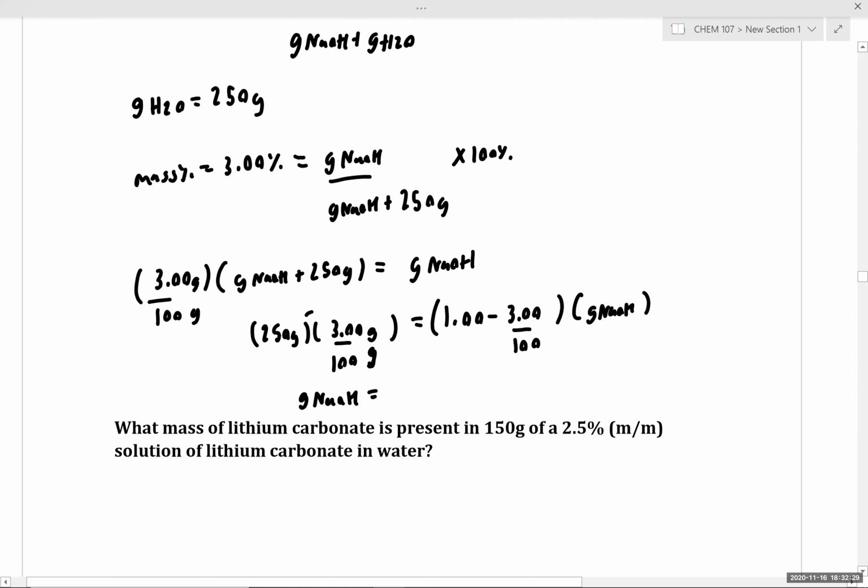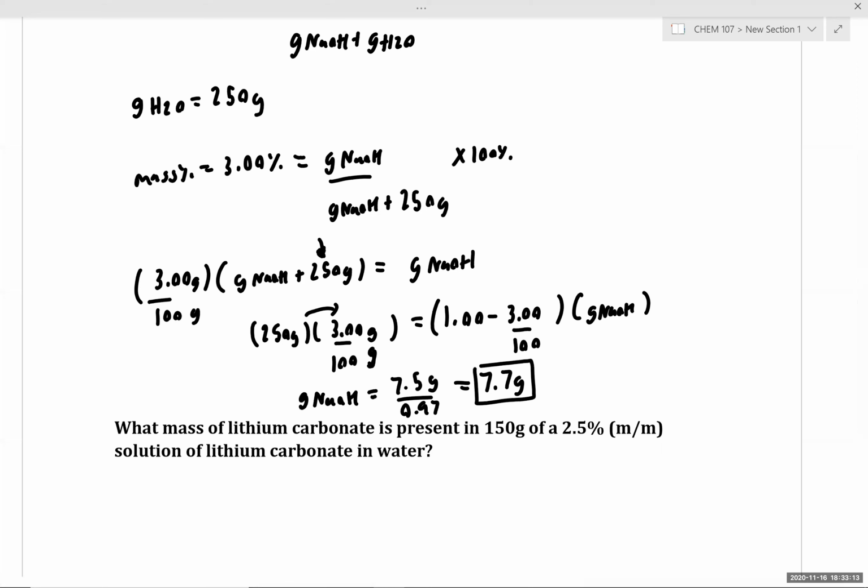I'm going to multiply this term out just to make it easier to see. So we have 250 times 3 over 100. So our grams of sodium hydroxide are equal to 7.5 grams divided by 1 minus 3 over 100, which is 0.97. Punching that into our calculator, we have 7.5 over 0.97, and that gives us 7.7 grams. Perfect. Why do we report 2 sig figs? Our least precise input measurement has 2 sig figs.